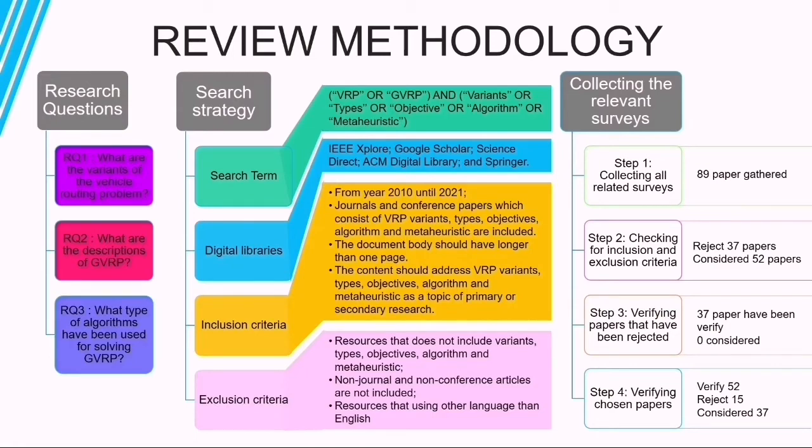From the 37 papers that were rejected, I applied step 3 to make sure no relevant paper had been excluded. After verifying, I am positive that there was no mistake in rejecting the papers. I then verified the chosen papers and found that 37 papers were relevant to be used in this study.